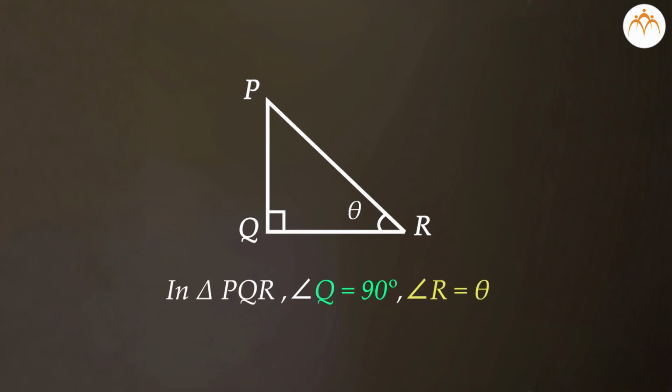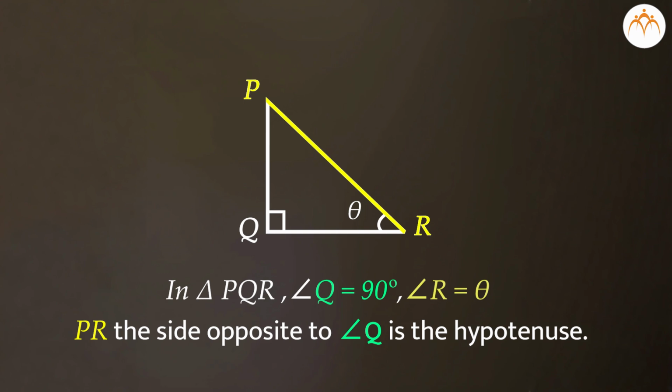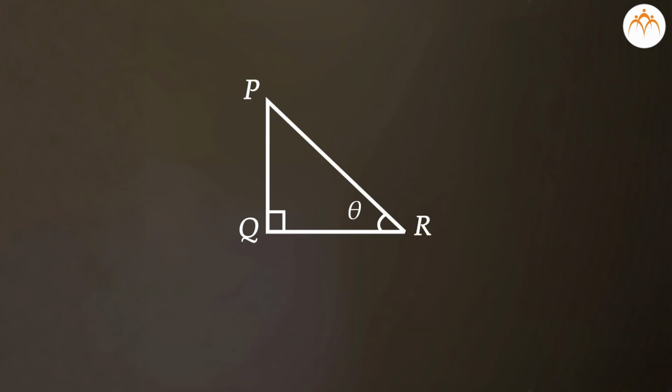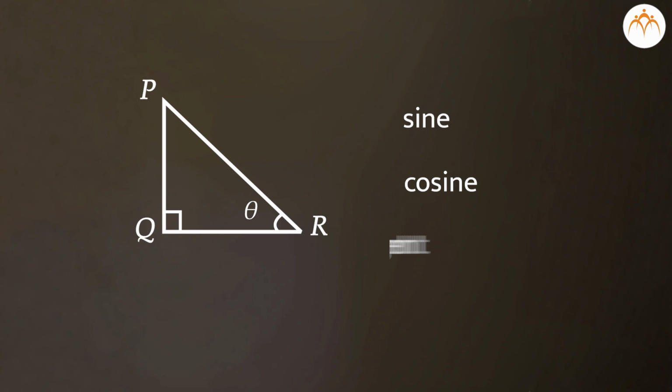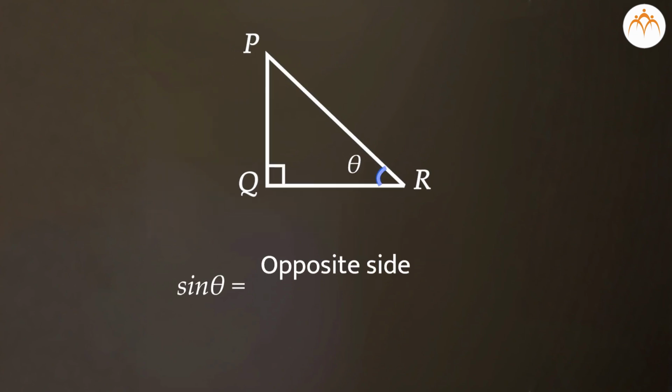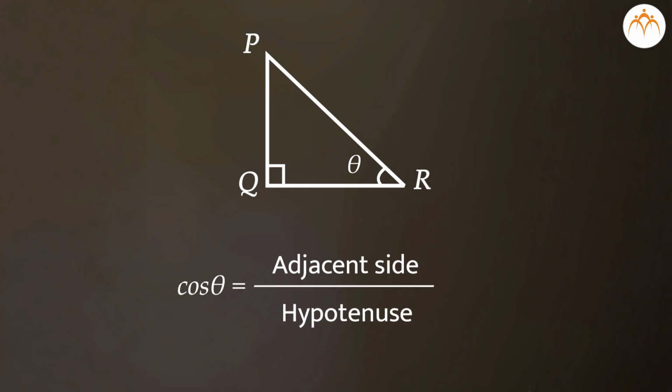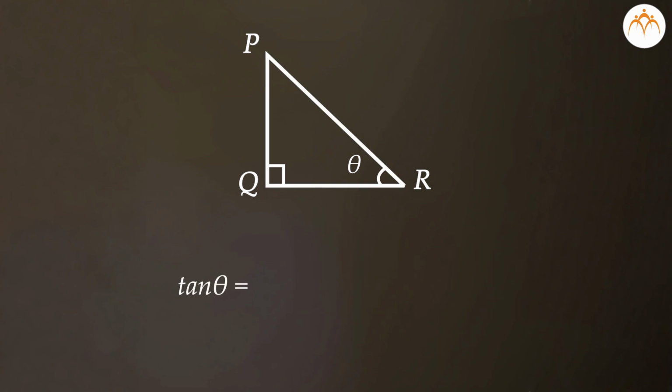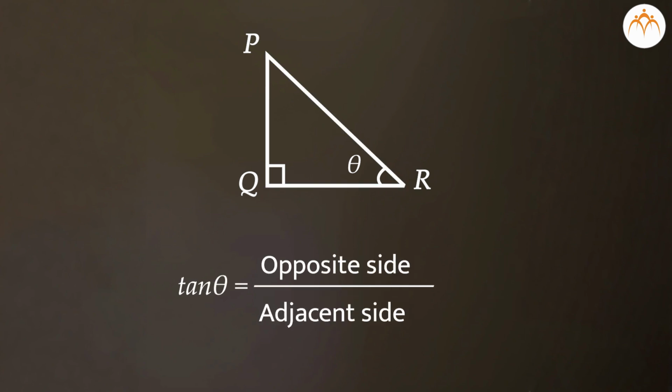In triangle PQR, angle Q is equal to 90 degrees and angle R is theta. PR, the side opposite to angle Q, is the hypotenuse. Let's write the ratios sine, cosine and tangent for angle R, that is theta. Sine theta is equal to opposite side upon hypotenuse is equal to PQ upon PR. Cos theta is equal to adjacent side upon hypotenuse is equal to QR upon PR, and tan theta is equal to opposite side upon adjacent side is equal to PQ upon QR.